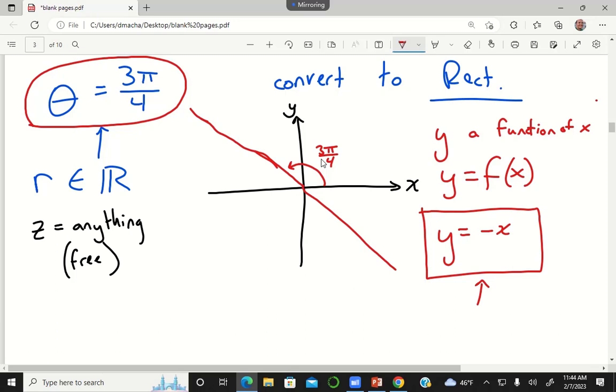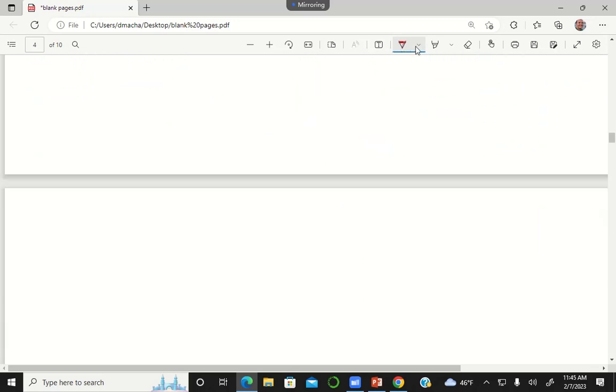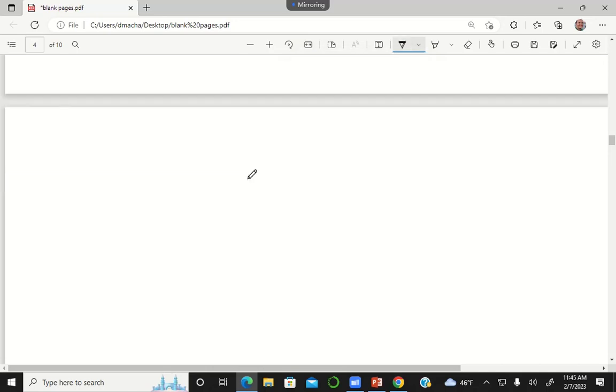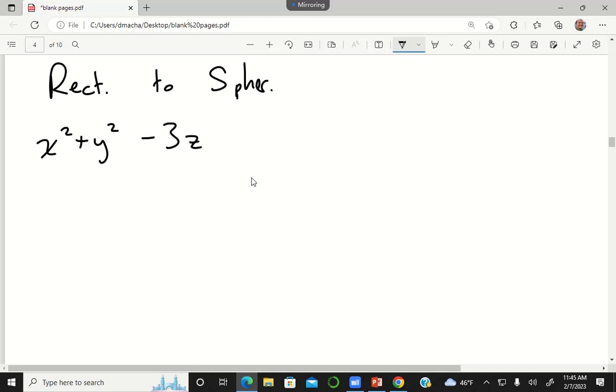If you put x is r cosine of the angle, then y is r sine, and you take the ratio, we're going to find y is x. Yeah. Okay. Let's do another one. In this case, I want to convert from rectangular to spherical. And what I'm given is x squared plus y squared minus 3z squared equals 0.